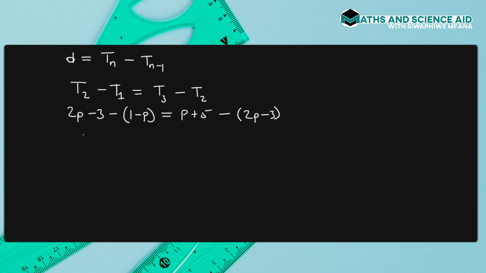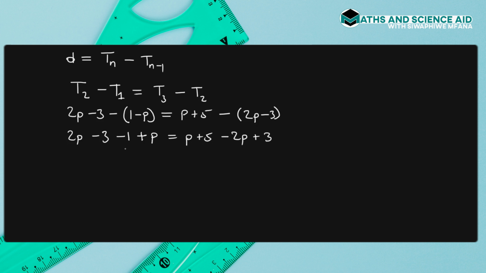And the first thing that we can do is removing the brackets. So let's take down 2p minus 3 as it is. And now let's transpose the negative into the bracket. So this will give us negative 1 and positive p. And then on this side, we can take down p plus 5, and then we do the same thing. So we'll get minus 2p plus 3.